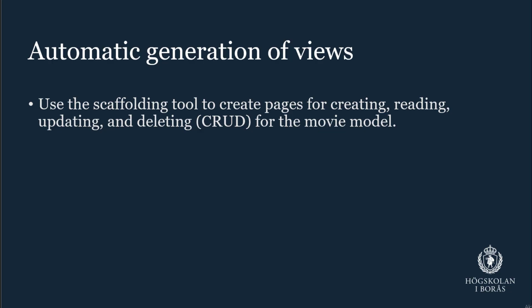So before we start using our model and start instantiating movie objects like this, let's start doing some automatic generation of views. We can use the scaffolding tool to create pages for creating, reading, updating, and deleting our movie models, or eventually our objects. And using the scaffolding tool can be a very efficient way to streamline some of the more generic functionality within our web page.